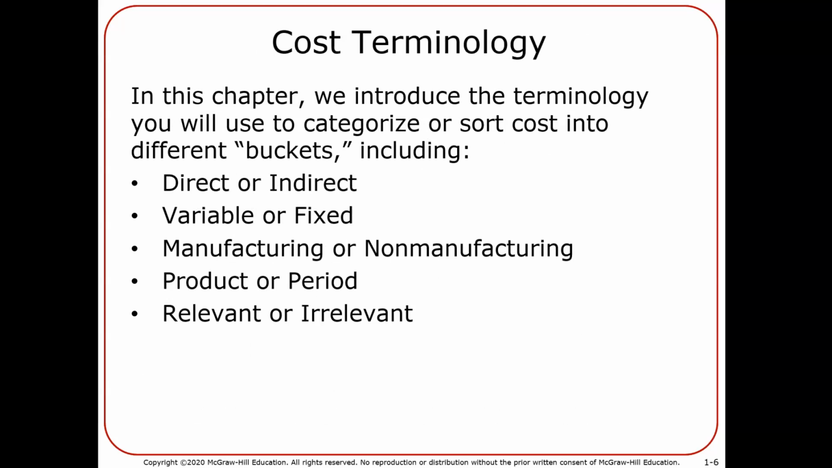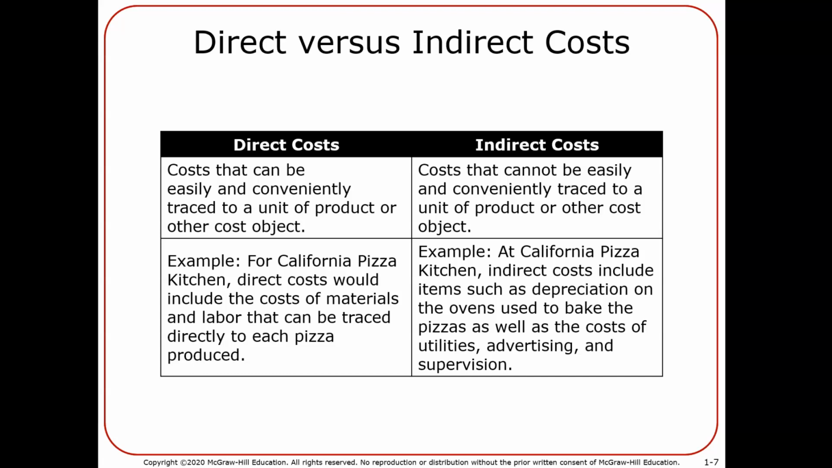In this chapter, we start talking about some terminology that we use to categorize or sort costs into different buckets. And I actually really hate that term buckets, but it works in this instance. We start looking at direct or indirect costs, variable or fixed costs, manufacturing or non-manufacturing costs, product or period costs, and we look at whether costs are relevant or irrelevant. It's really important that you understand each one of these things because we'll use this information that you learn in this chapter throughout the entire textbook. So let's go through them.